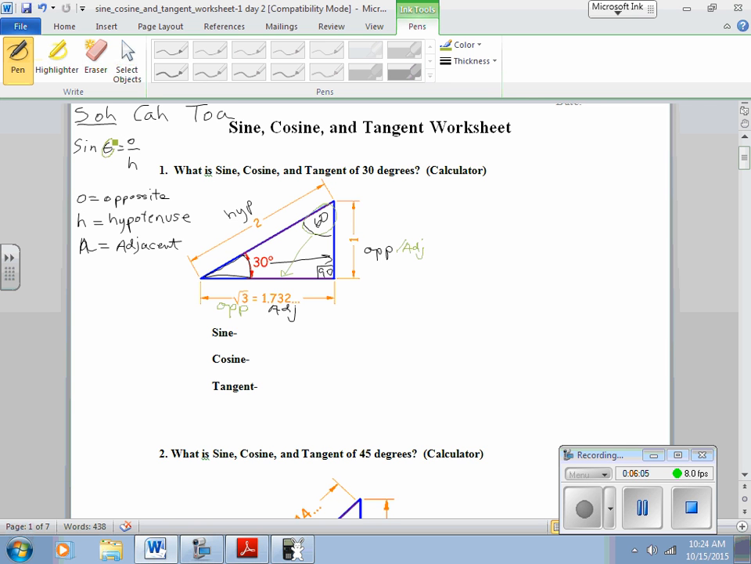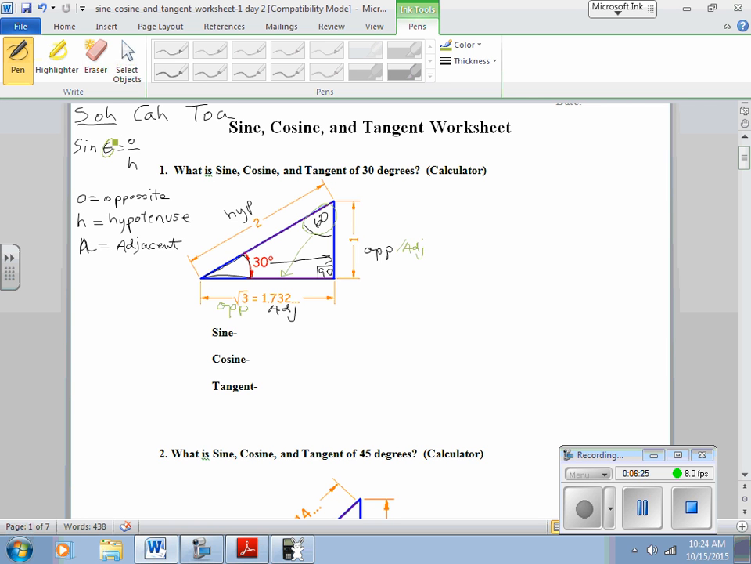If it's not a right triangle, you can't use sine, cosine, or tangent to get any of the angles or sums. Okay, so 90 degrees has to be a right triangle. It has to be a right triangle for you to use this. Okay. Right. All right.